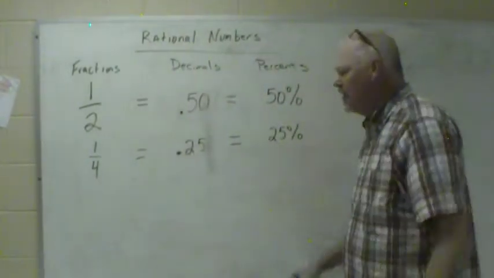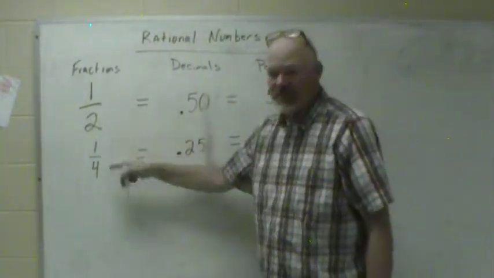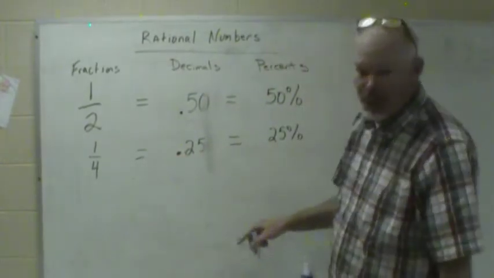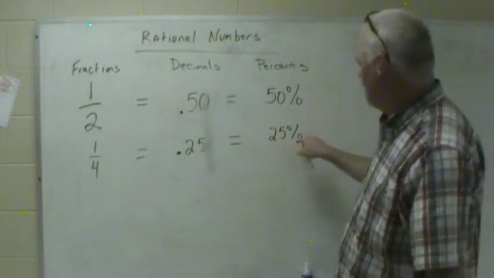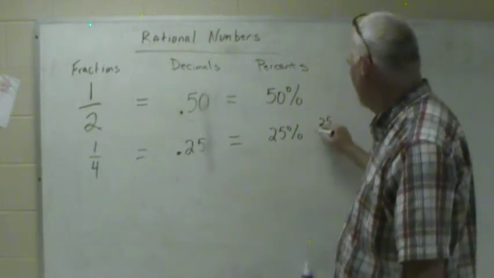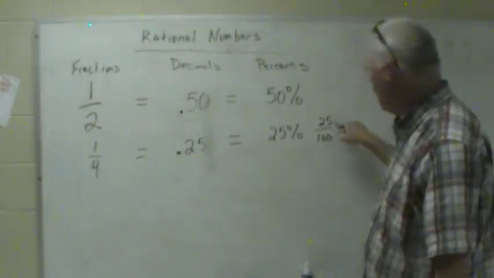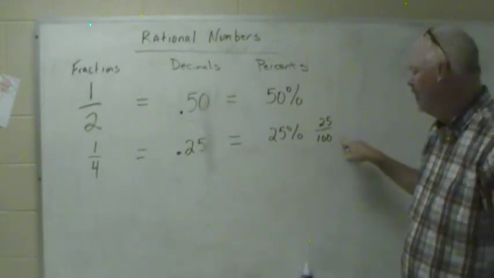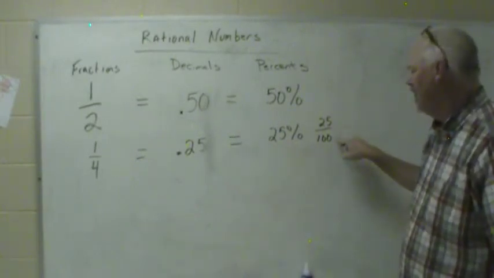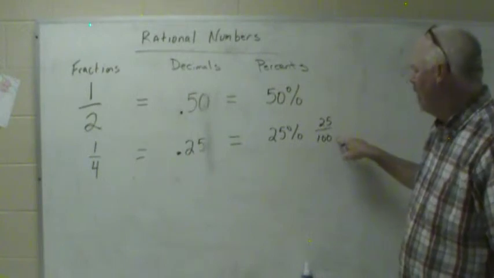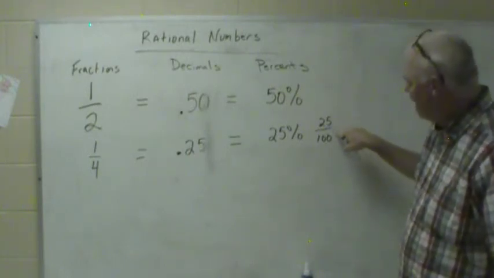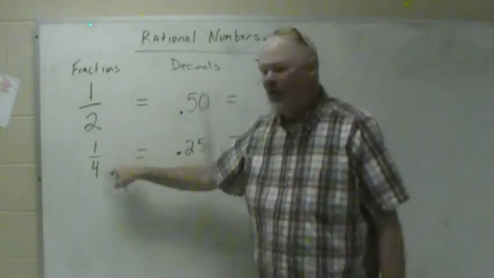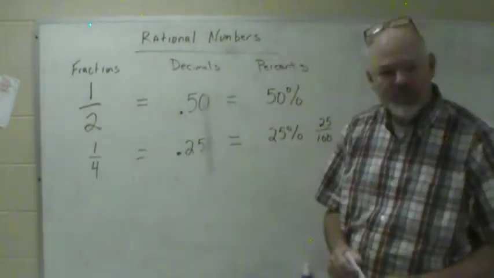And remember, if you're not sure, these are the common ones. You should know these in your head because we all deal with money every day. 25%, remember, percent is always out of 100, is 25 out of 100. That's one quarter out of a dollar bill. So if you take your calculator and do 25 divided by 100, you get one fourth. Pretty cool, huh?